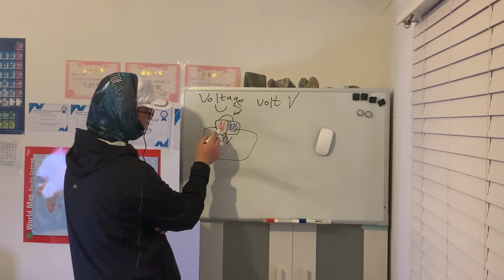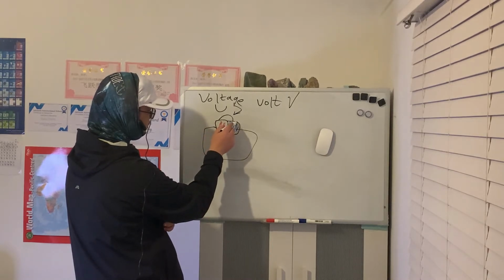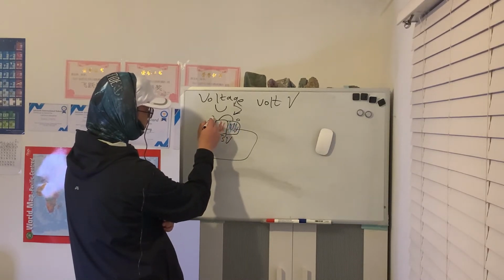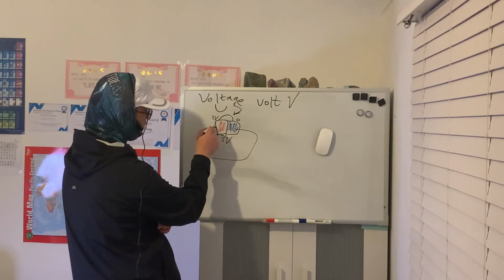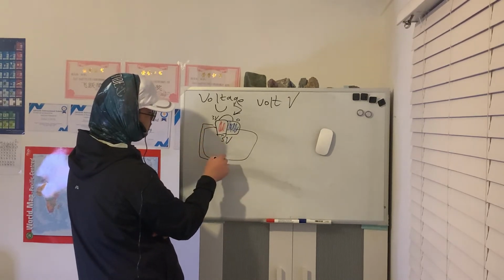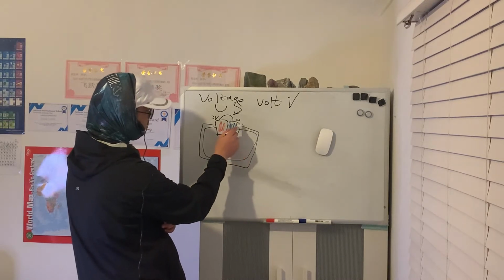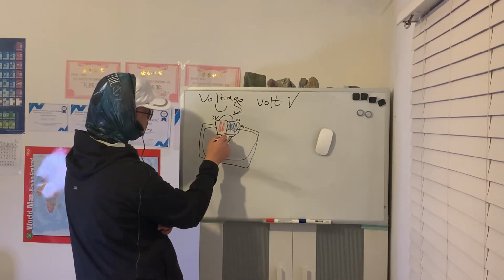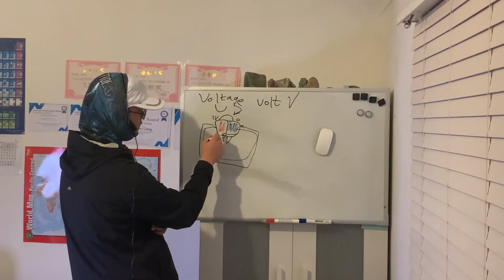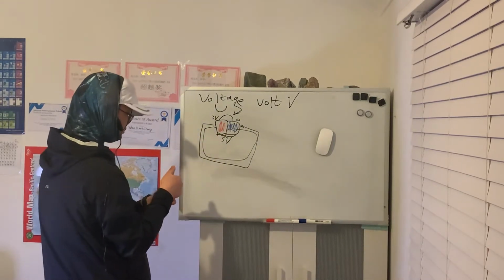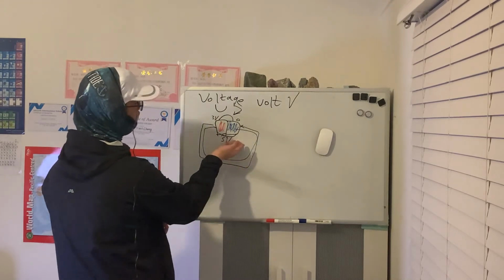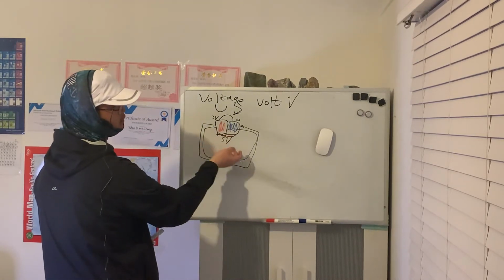That means this end is 0, this end is 3 volts, and the positive charge comes out from the positive end, goes back to the negative end, and goes back to the positive end by the power force. That's what the voltage on the battery is.